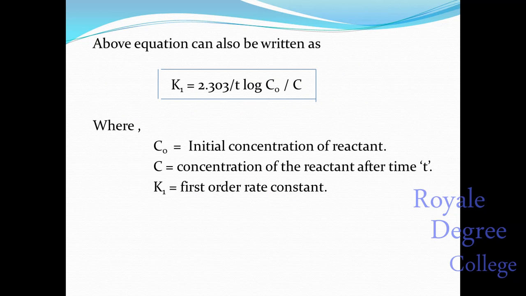The above equation can also be written as K1 is equal to 2.303 by t log C naught by C, where C naught or C0 is equal to what? The initial concentration of reactant. C is nothing but the concentration of the reactant after time t, and K1 is the first order rate constant.